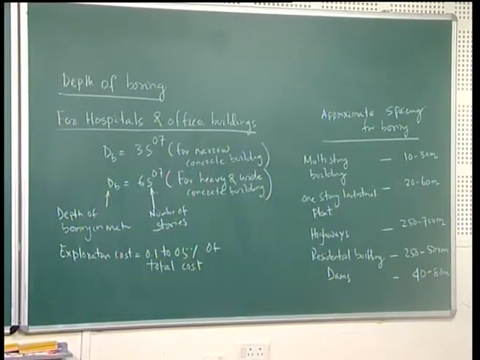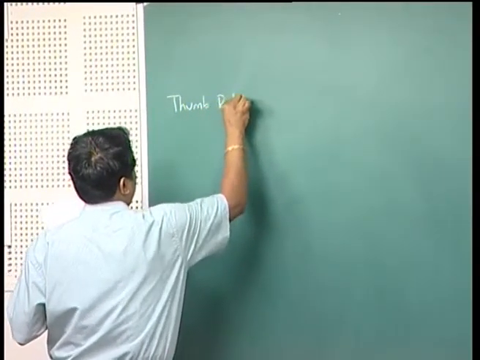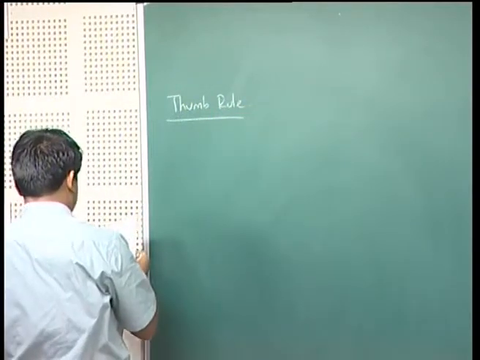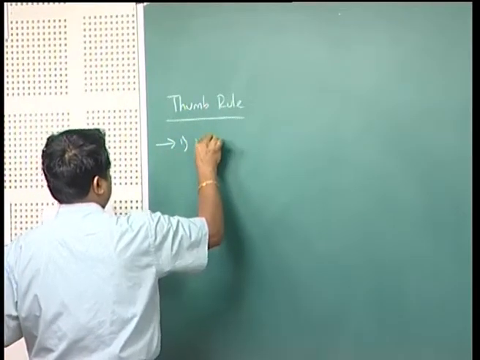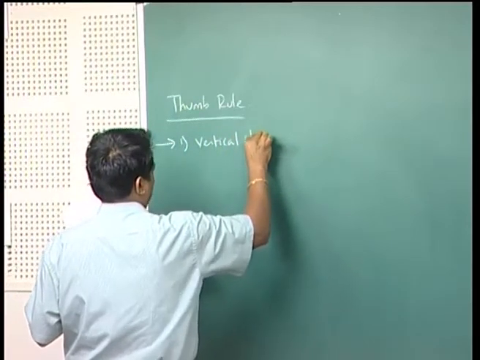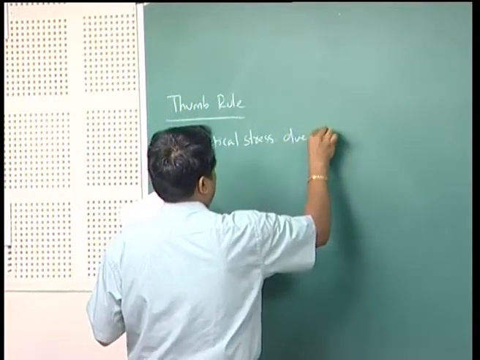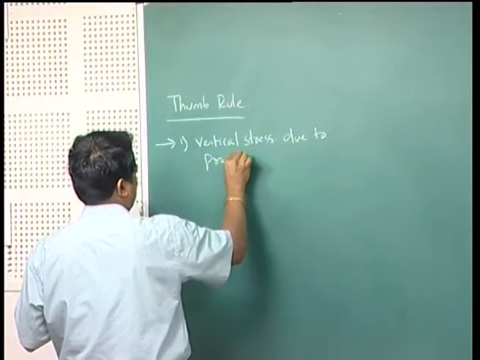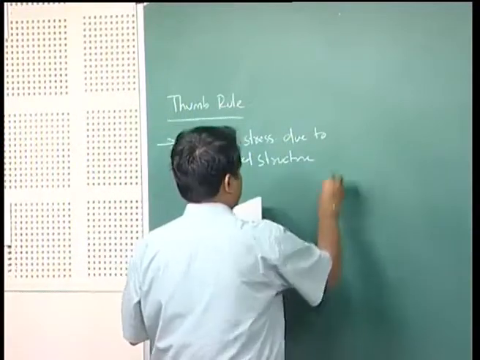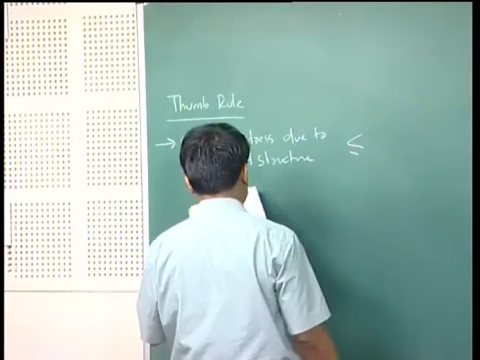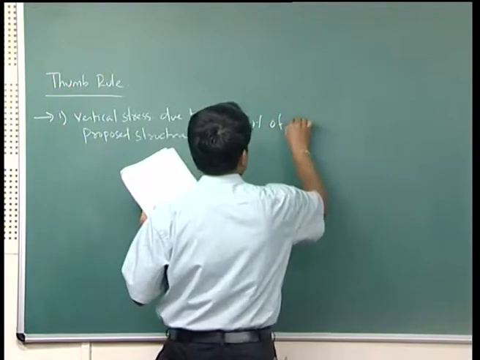Also sometimes we use this thumb rule. Vertical stress due to proposed structure should be less than or equal to 10% of effective stress.